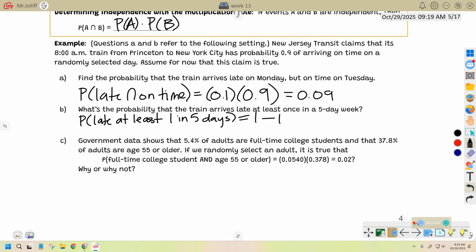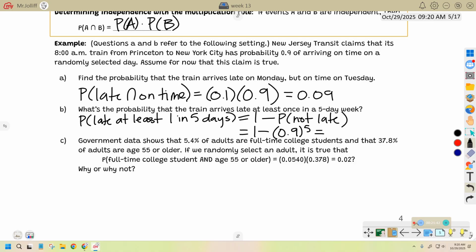So I'm going to do 1 minus not late for any of those 5 days, which is easier to calculate. What's the probability for a single day that we're not late? 0.9. If I'm not late any of the 5 days, it's 0.9 times 0.9 times 0.9 times 0.9 times 0.9. So this is 1 minus, and I'm going to use a math shortcut. If I multiply something by itself 5 times, power of 5, 0.9 to the 5th power.